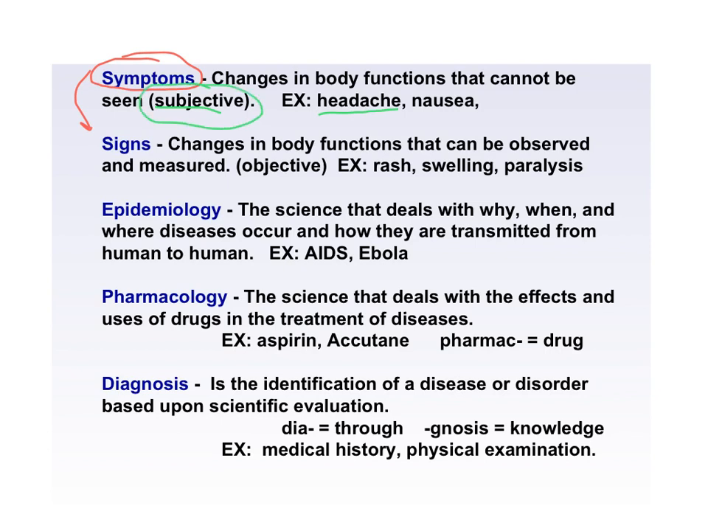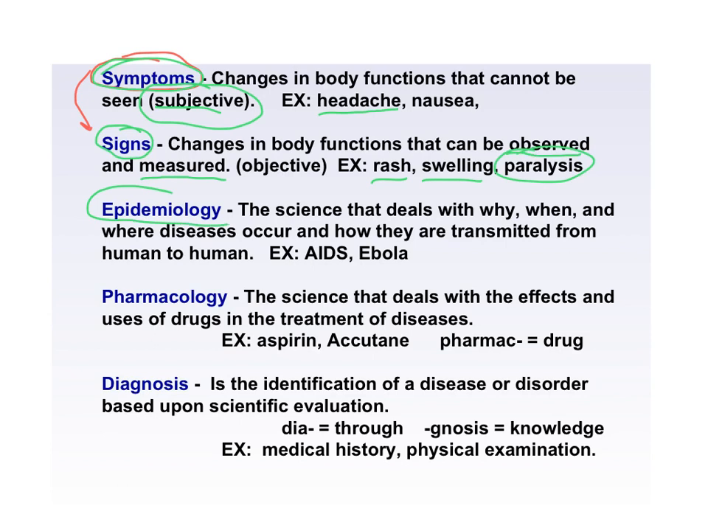On the other hand, signs are changes in the body that are observable and measurable. So if you have a rash, unless you painted it on yourself, you can see that. Swelling, if you break your ankle, paralysis, if you have a fever, those are things that can be measured, they can be detected. Whereas with symptoms, you basically just have to listen to the patient's description of what they are feeling.